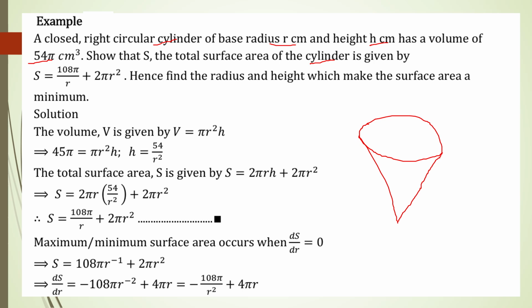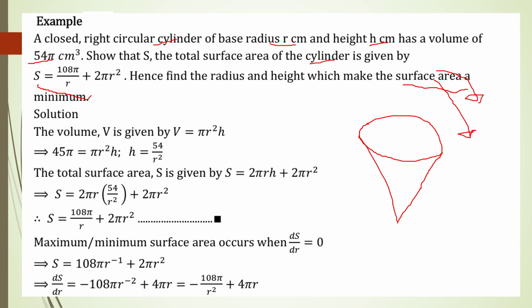So we are supposed to show that the total surface area of the cylinder is given by this. And after that, we find the radius and height which can make the surface area a minimum. Now remember that since they're talking about surface area to be minimum, that means that you have to differentiate surface area and then we equate it to 0.